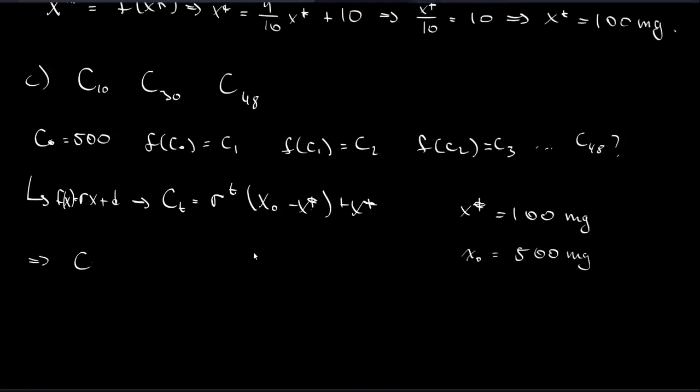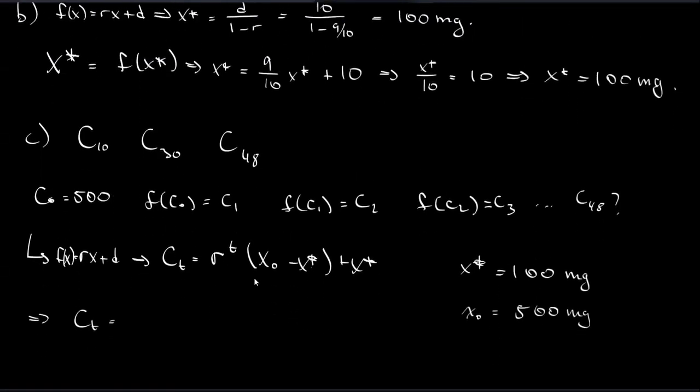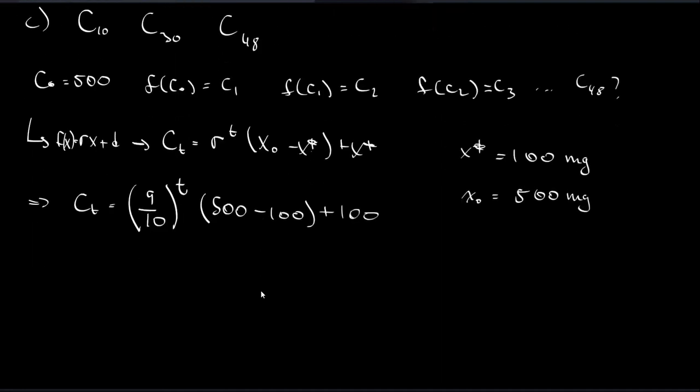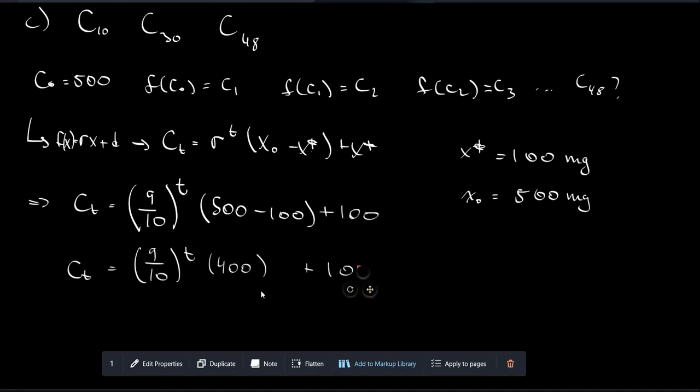If we plug those values in, C_T is going to be R to the T. And what's R, by the way? We already said R was 9 over 10. When you're entering it on your calculator, be careful. It's the whole 9 over 10 that's to the T power. Then x naught minus x star: x naught is 500, minus 100, plus x star, which is 100. So our equation becomes 9 over 10 to the T, times 500 minus 100, which is 400, all of this plus 100.